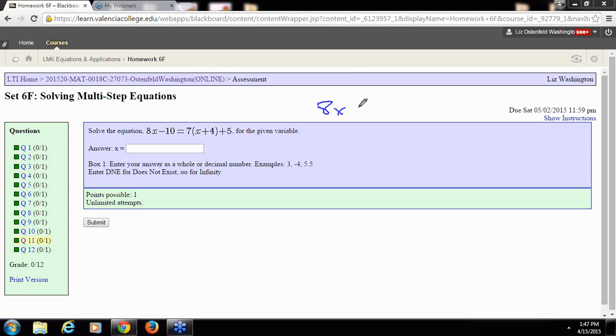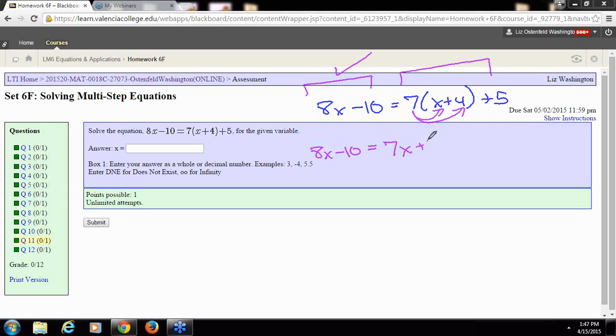So I have 8x minus 10 equals 7 times x plus 4 plus 5. So again, before you can start solving, you really have to make sure everything on the left is simplified and everything on the right is simplified before you start moving things around. And I can see my left hand side is good to go. There are no like terms, there's nothing to distribute, nothing like that. But on my right hand side, I do have some distribution, and after that, I'm sure I'll have to combine like terms. So I'm just going to bring down the 8x minus 10 equals 7 times x is 7x, 7 times 4 is 28, 5 is just going to come down.